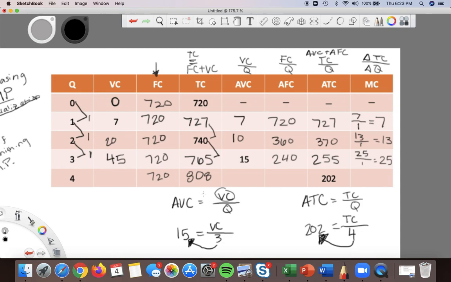Now I can find the difference between my 808 in total cost and my 720 in fixed cost, and I'll find my variable cost here is now 88. And again, now I can use these to find the average and marginal equations. So my average variable cost is going to be my variable cost divided by Q, 88 over 4, that's going to be 22. My fixed cost divided by 4, that's going to be 720 divided by 4. This guy's 180. You can add these together to get your 202, just to double check, that's correct. And then my marginal cost is, again, the change in total cost over the change in output. So my total cost went from 765 to 808. So that's an additional cost of $43 divided by 1 additional unit of output. That's going to be 43.